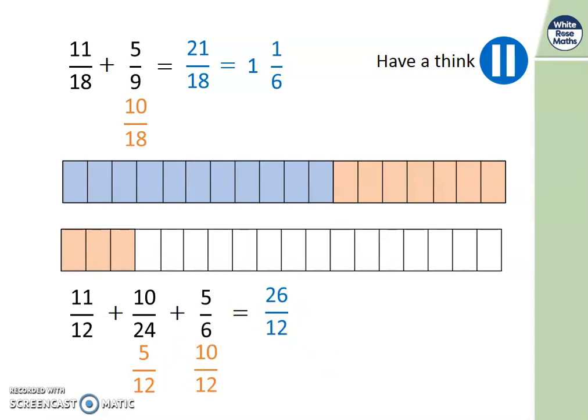26/12. How many 12s go into 26? 12, 24, fits in twice. So it's the same as 2 whole ones, and to get from 24 up to 26 is 2 more. So 2 whole ones and 2 12s. You might have noticed that 2 12s is the same as 1/6 as an equivalent fraction.